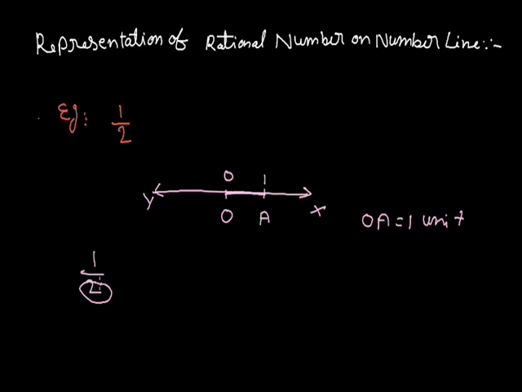So we divide OA in two parts. Here we take O, this represents 0, and A represents 1. So we divide it into two parts: the first part from O to C and C to A. And we count from 0 to 1 part, because there is 1 in the numerator. So if we count from 0, 1 part, that point is called 1 by 2.